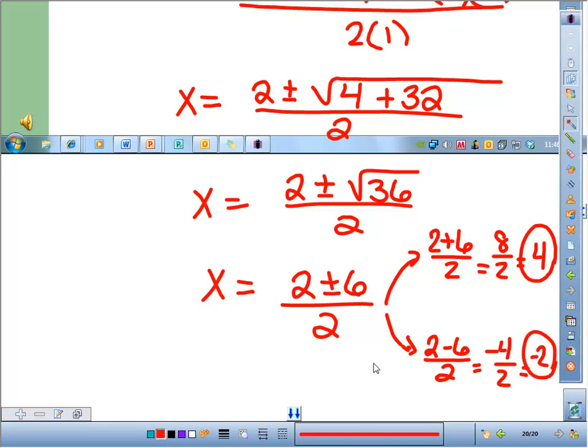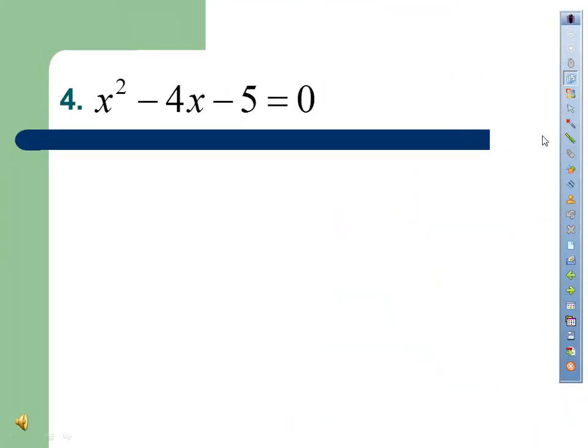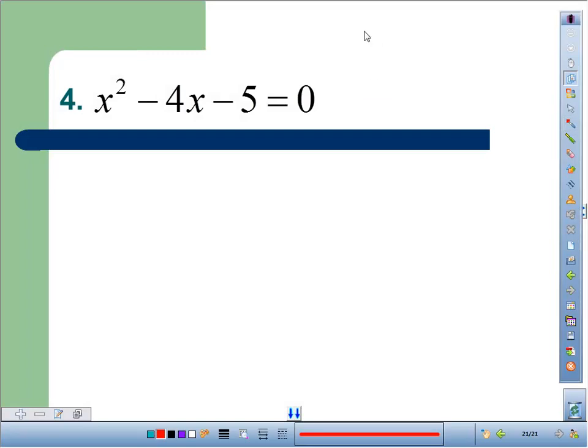Isn't that what we got when we factored it? But we solved it by factoring in about 10 seconds, and it took us forever to do it this way. And those are our answers. Let's do another one. x equals negative b.